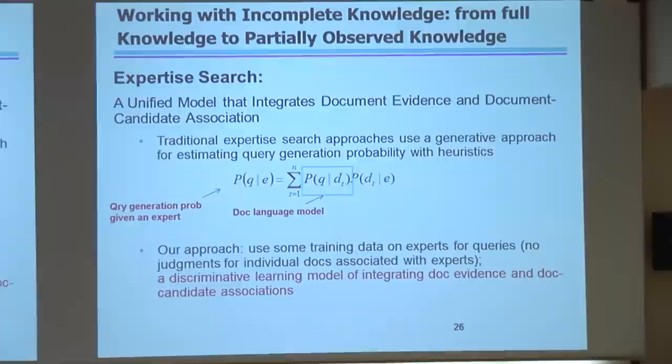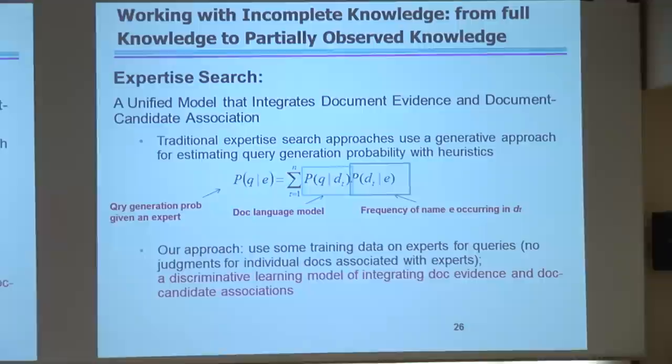The first component is the document language model that tells us the document evidence, whether this document is supporting or is talking about contents about this topic. And the second one tells us the association between the author, the candidate, and the document. For example, this can be modeled by some heuristic approach, like the frequency of the expert's name appearing in this document: the higher, the more association between the document and the expert, and so on and so forth.